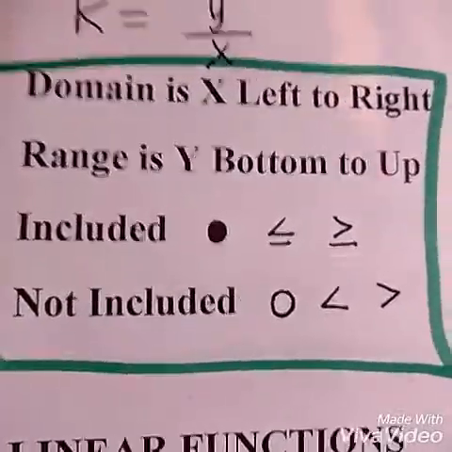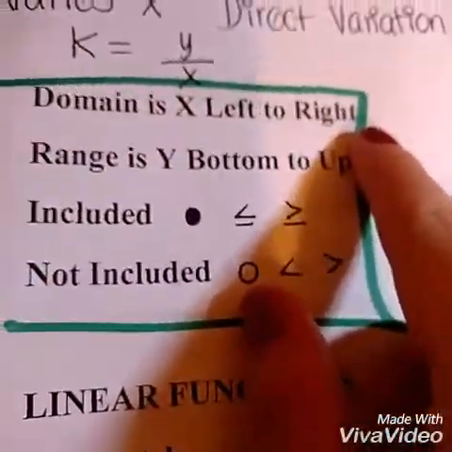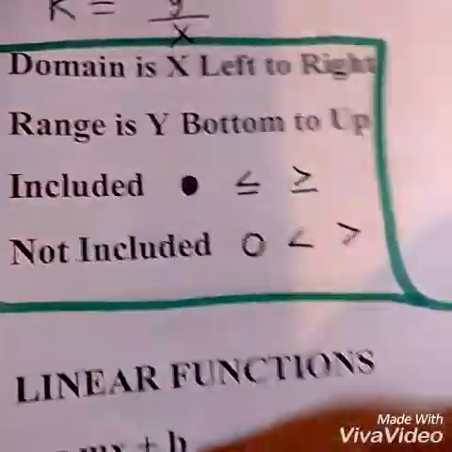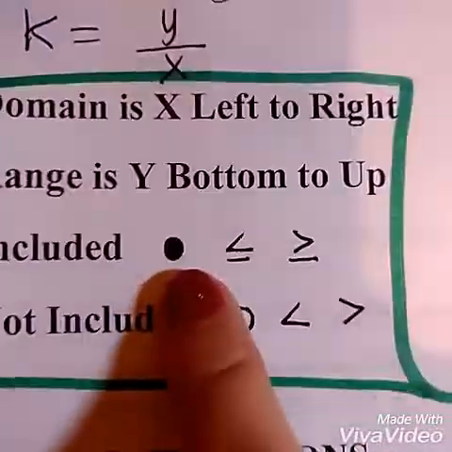Domain and range. Domain is X, and it's going from the left to the right. Whenever we look at the X, we look from left to right. Range is Y, and we look from the bottom to top. Now let's talk about the signs when they have the limits.